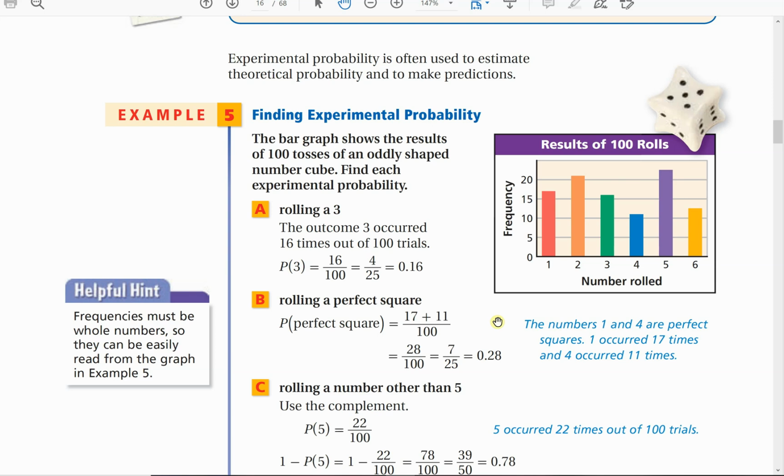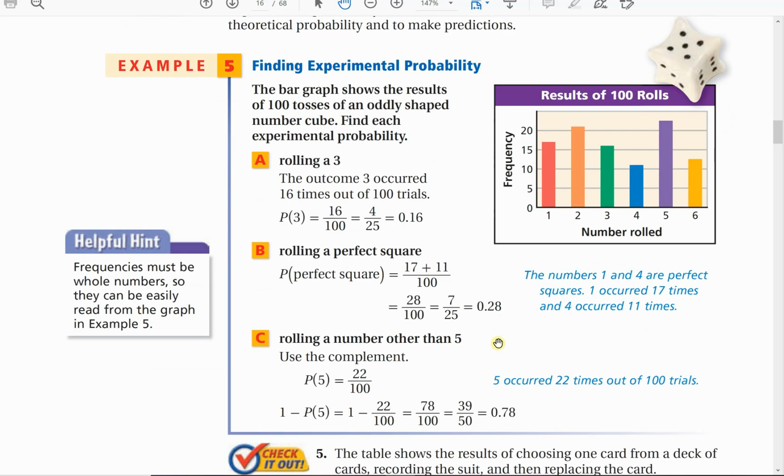Now, the probability of rolling a 1 or 4 in general, that's 2 outcomes out of 6. 2 divided by 6 is 1/3. So in this case, the experimental probability of rolling 1 or 4 was less than the theoretical probability.